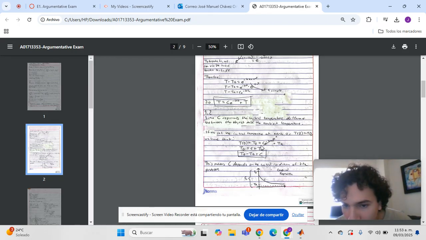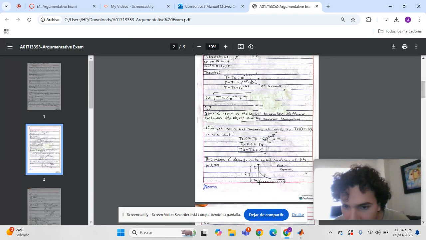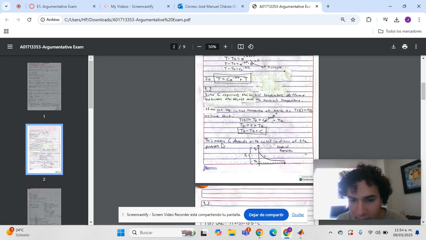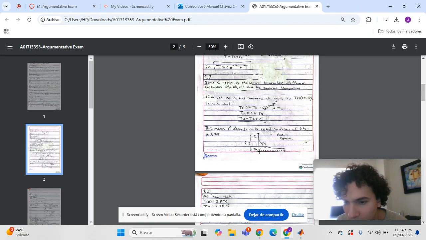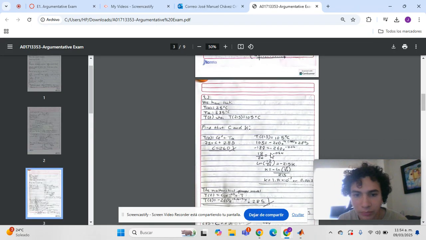Now substituting in the equation we just got, we cancel this out since the constant multiplies t, which is 0, and using some algebra, we get c equals initial temperature T0 divided by ambient temperature. This means c depends on the initial conditions of the problem. And here you can see the graphical representation.